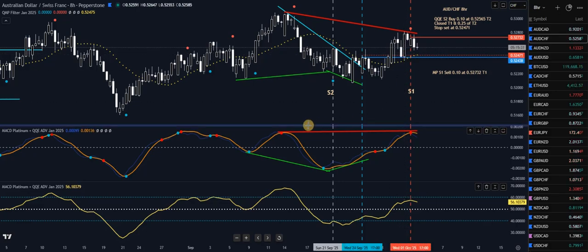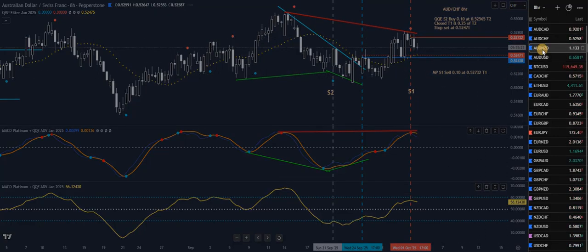Then I've taken this sell based on hidden bearish divergence. Took the sell, MACD platinum above the 0 level. There's the entry, and that's the information there. So looking good on that.